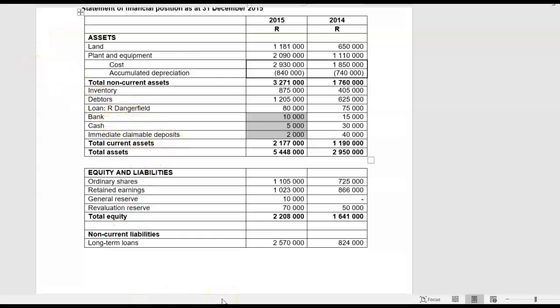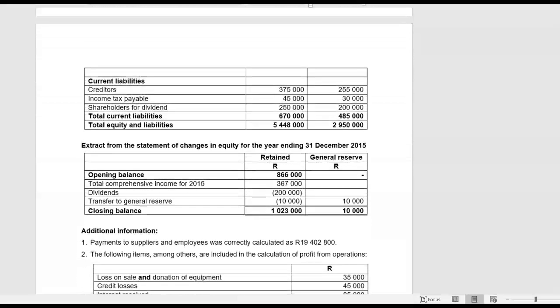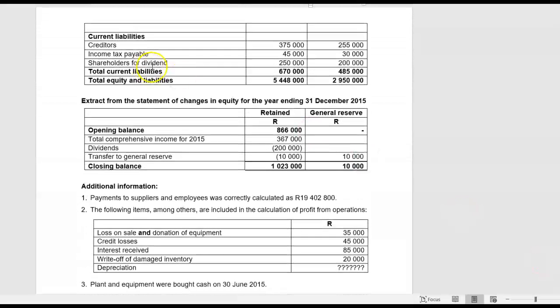So for that figure of cash and cash equivalents, that would have been at the end of the year 17,000, all three of them together, and at the beginning of the year it would have been 65,000, 70, 85,000, all those three together. Then ordinary shares, retained earnings, general reserve, and revaluation reserve. Long-term loans, current liabilities, income tax, creditors, shareholders for dividends. Extract out of the statement of changes in equity: opening balance, our total comprehensive income for the year, dividends, and transfer to general reserve.